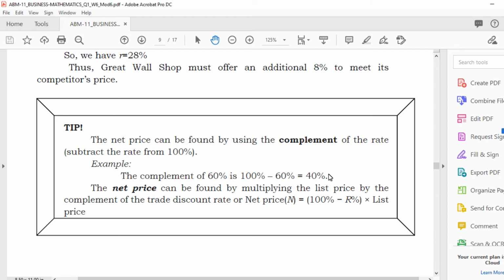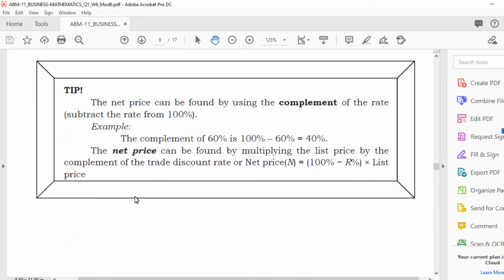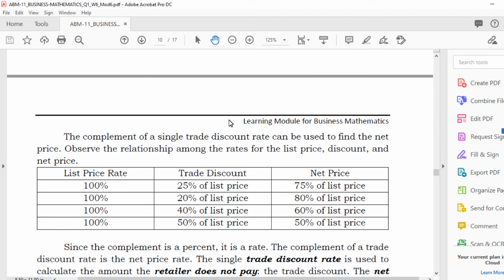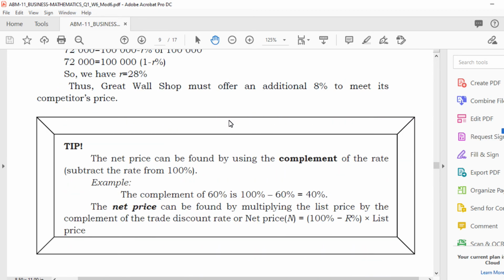And then, the net price can be found by multiplying the list price by the complement of the trade discount. Okay. Ito naman, complement of the rate. This naman by the trade discount rate or the net price. So, N is equal to 100% minus R percent times list price. Okay. Para makuha mo yung net price. So, yun po yung tip natin. Tandaan nyo to, nasa module naman ninyo yan. Okay, you take down notes of it. Okay. So, ngayon, yun yung single discount.